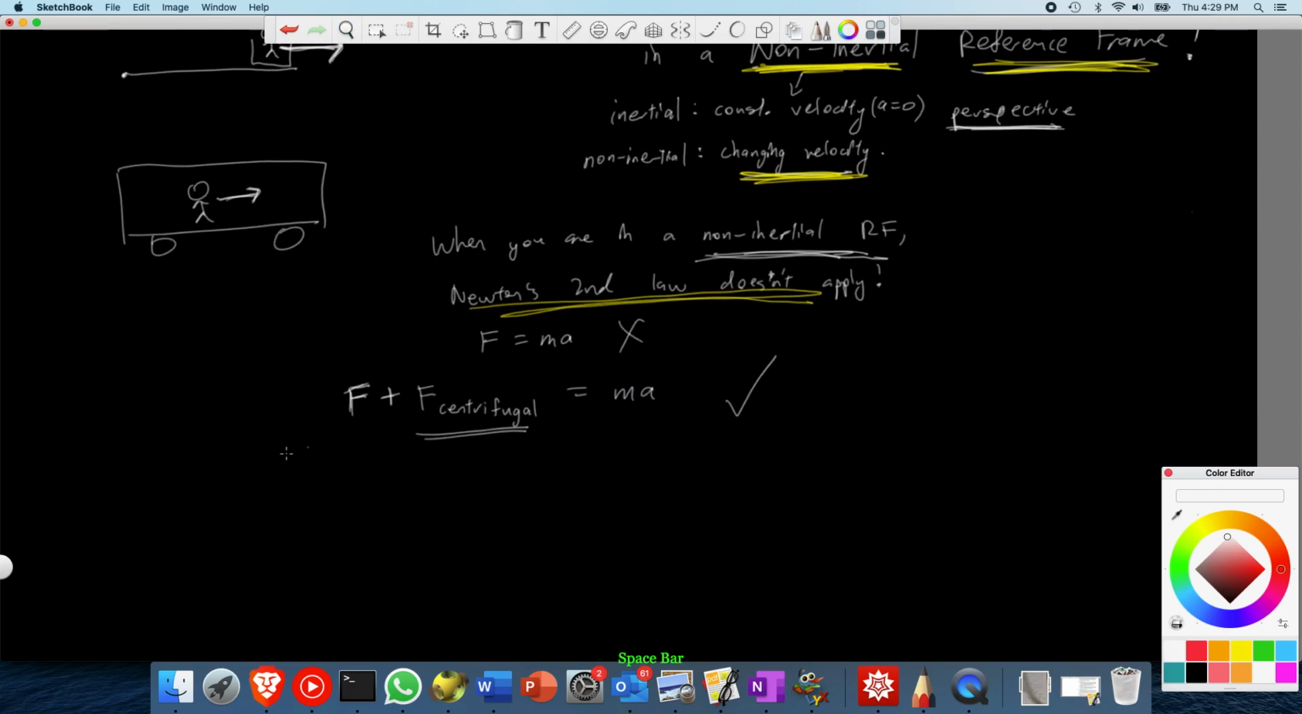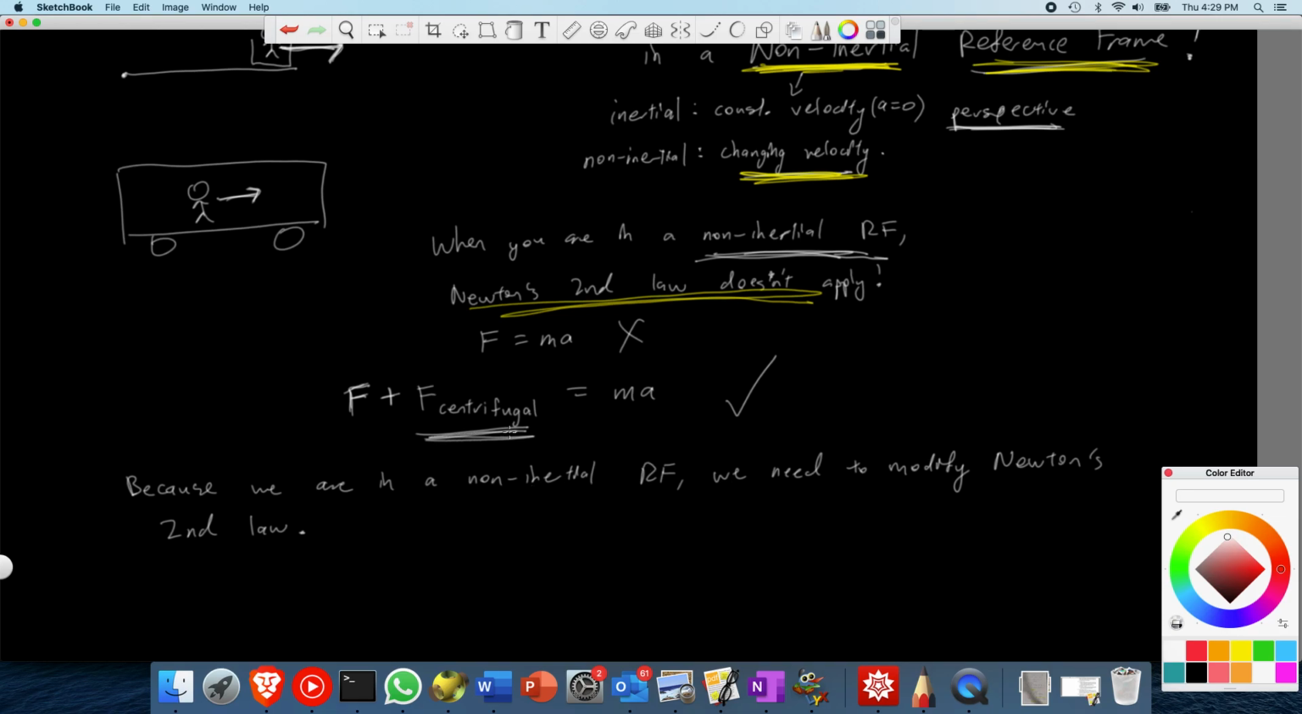So in other words, because we are in a non-inertial reference frame, we need to modify Newton's second law. And how can we modify it? We can modify it by adding this additional centrifugal force term.